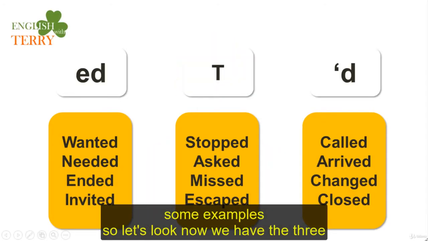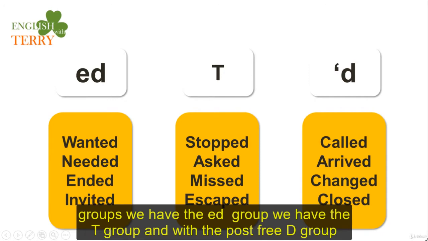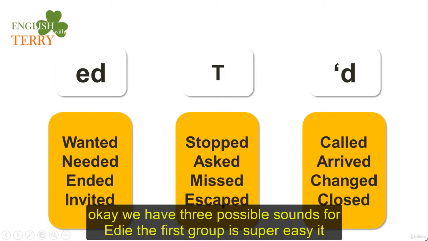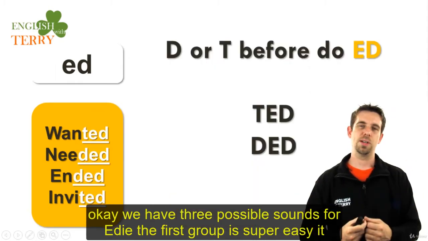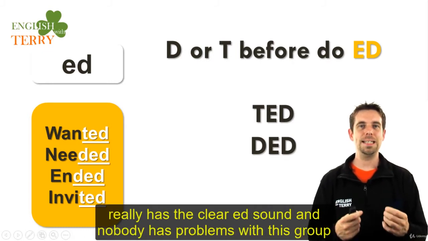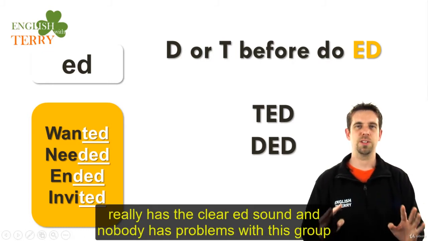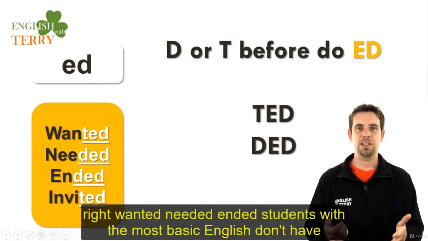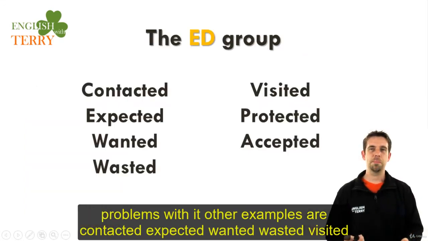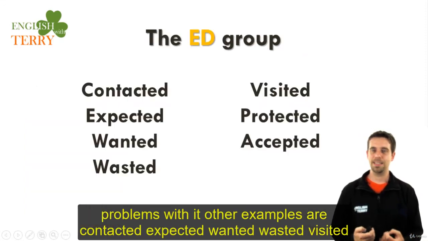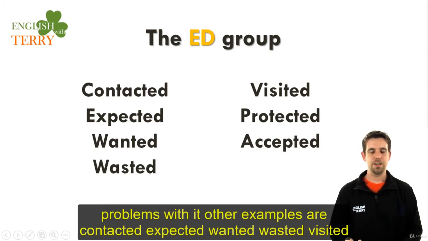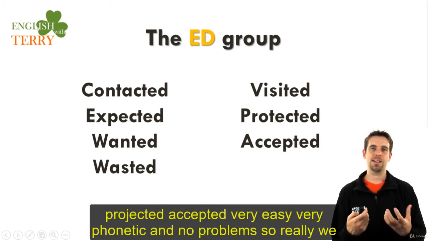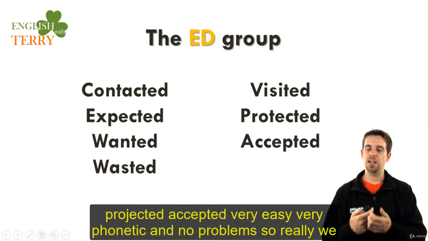So let's look now, we have the three groups: the ED group, the T group, and the apostrophe D group. We have three possible sounds for ED. The first group is super easy. It has the clear ED sound and nobody has problems with this group. Wanted, needed, ended. Students with the most basic English don't have problems with it. Other examples are contacted, expected, wasted, visited, projected, accepted. Very easy, very phonetic, and no problems.